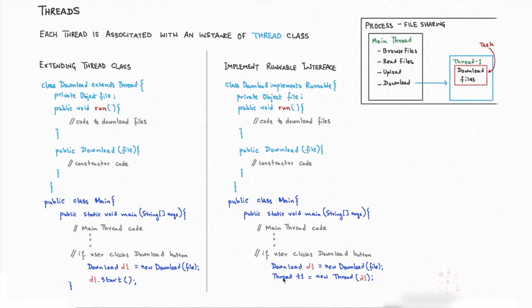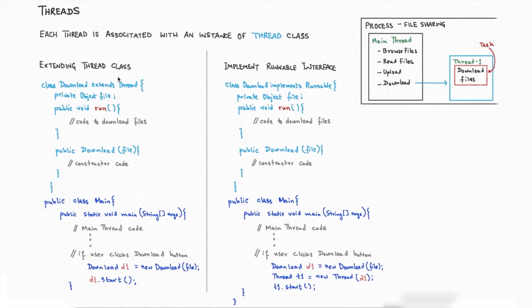And so now, since we have a new thread and that thread knows what task it needs to run, we can start this new thread. So we type in t1.start, and that concludes our main method. So both of these ways allow us to create a new thread and assign it a task to carry out. So what's the advantage of one way over the other?